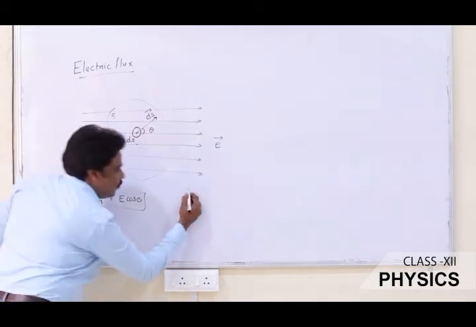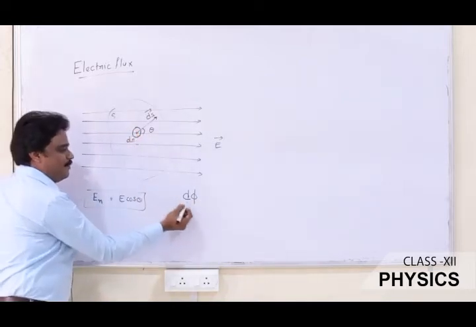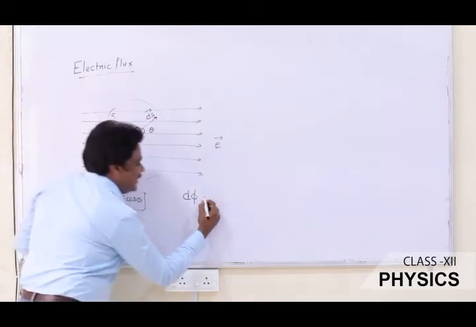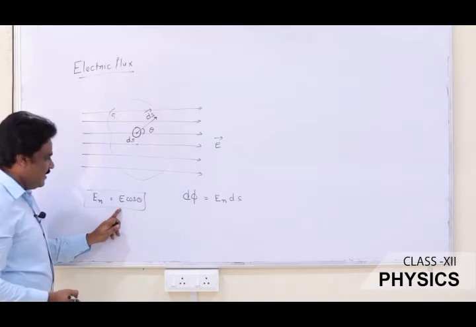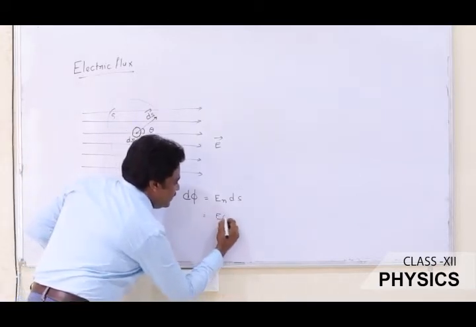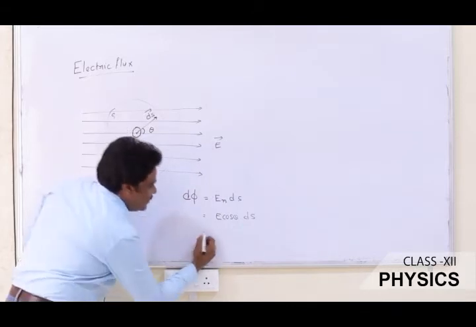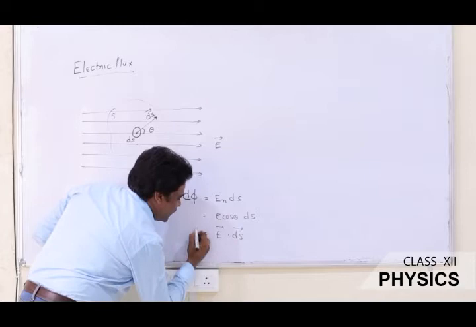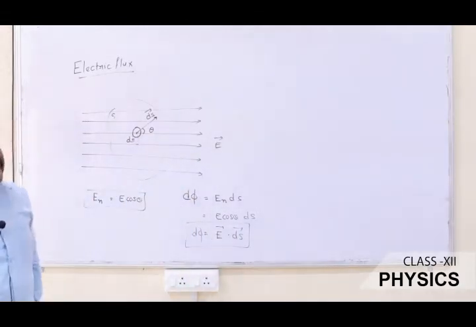Now I can get the small flux. Obviously it is a small elemental area. So the small flux flowing through this small elemental area ds can be written as En ds. So I have En as E cos theta ds, and obviously cos theta comes from the dot product. So it can be written as E vector dot ds vector, that is, d phi is equal to E vector dot ds vector.